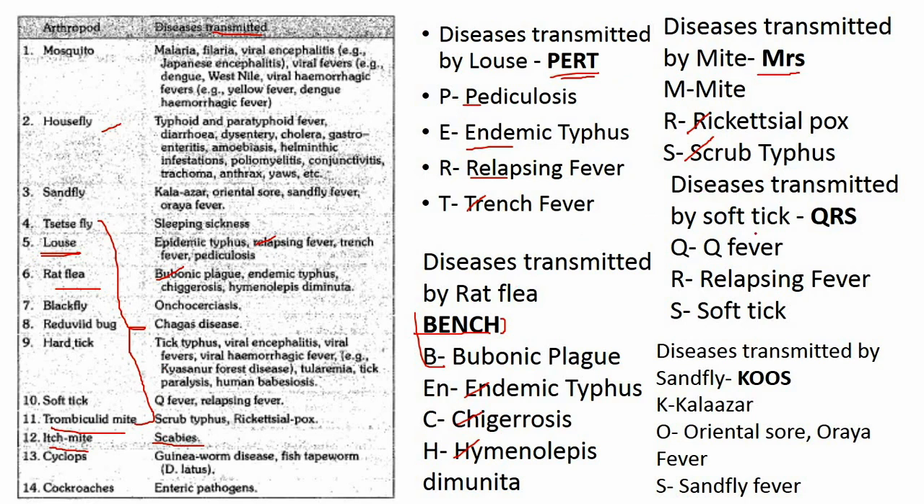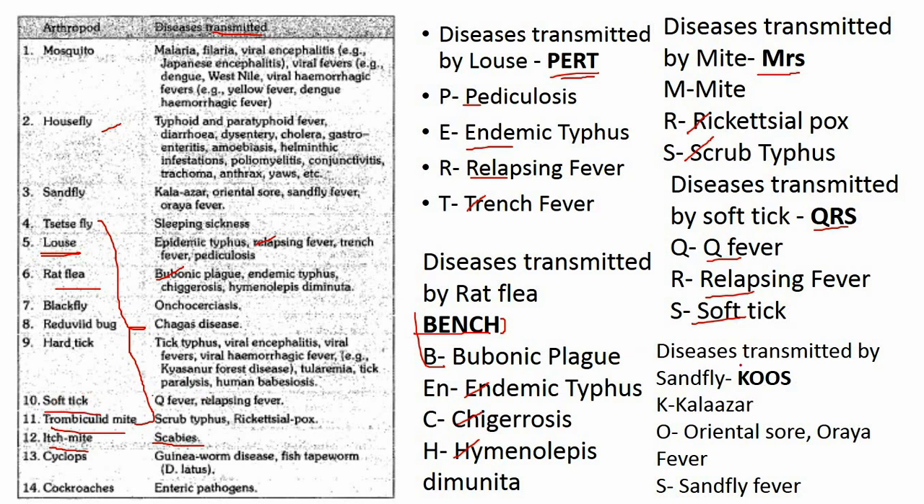And diseases transmitted by soft tick is QRS. Q stands for Q fever, R stands for relapsing fever, S stands for soft tick. So where is the soft tick here? It stands for QRS. That is Q fever, relapsing fever is caused by soft tick.